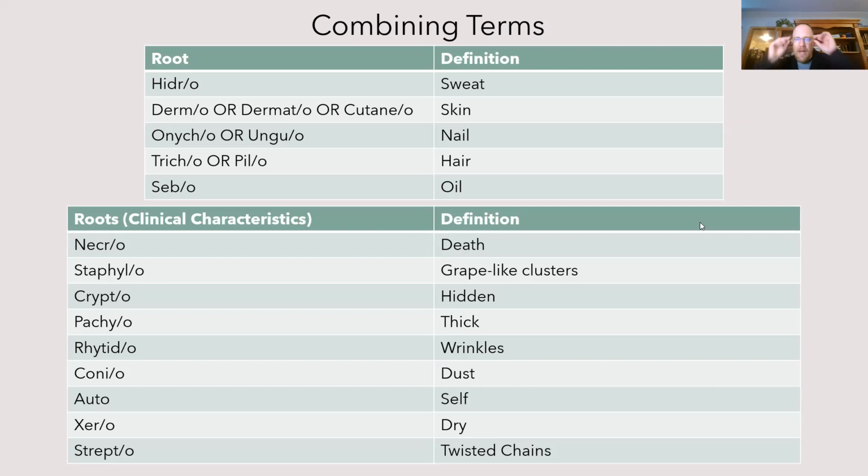Necro, okay, necro. This is the root and combining vowel for death. Now here's the deal. Ultimately, for those of you that are maybe going to be PAs, or maybe you're going to go to med school and work in primary care, you're going to see a ton of skin abscesses, a lot of staph infections, those types of things. Staph, strep. Abscesses, which is a collection of pus under the skin.